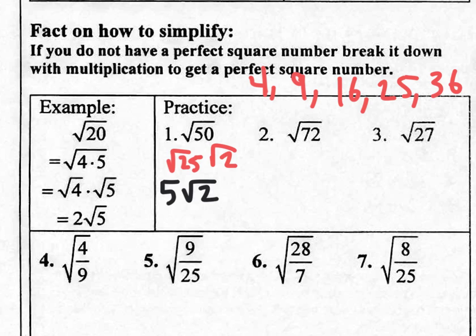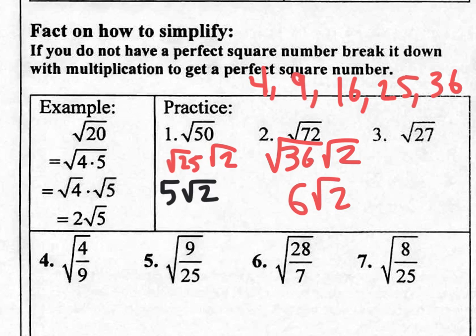What would it be? I mean, 4 will work, but 36 is definitely the best answer right there. Even 9 will work, right? 9 times 8. But you want to go for the highest perfect square number. So even though 4 and 9 might work, 36 is the best number, 36 times 2. So let's use that. 36, put the square root on it, times 2, put the square root on it. You're going to end up with 6 square root of 2. And that's what we call simplifying.